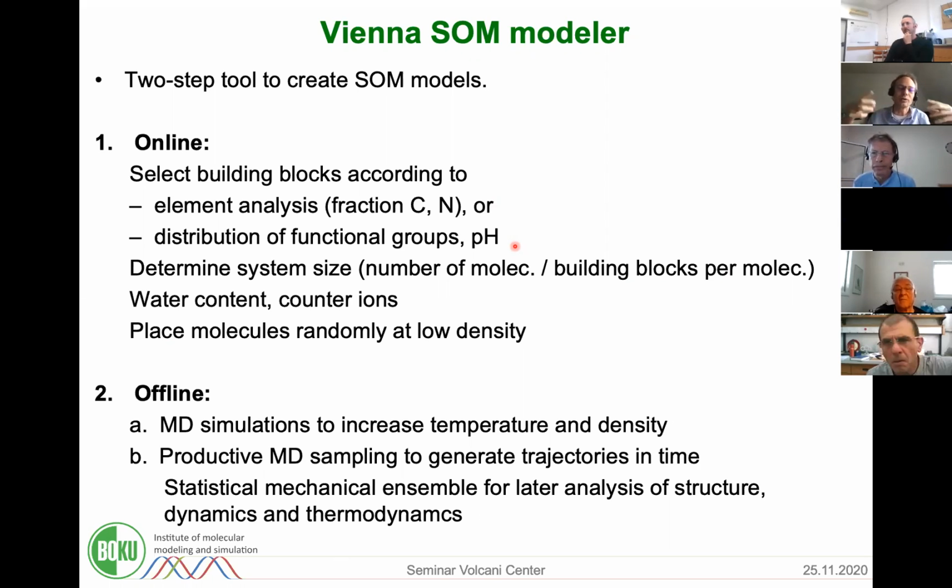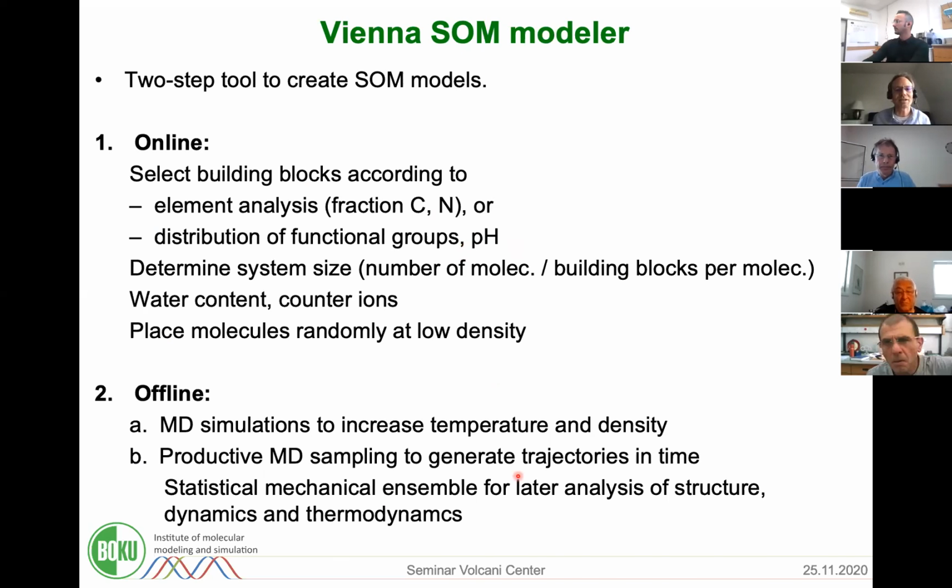And for the modeler, we also say how many molecules do we want, how wet should it be, how many water molecules do we want to add, do we want to add counter ions? And then what the modeler does is it creates a big set. Well, you specify how many, but a big set, think about 100 molecules. 100 random molecules that together fulfill as an average this experimental composition. And these molecules are first placed together at low density, and then in an offline mode, we can condense them into a realistic model of our organic matter.